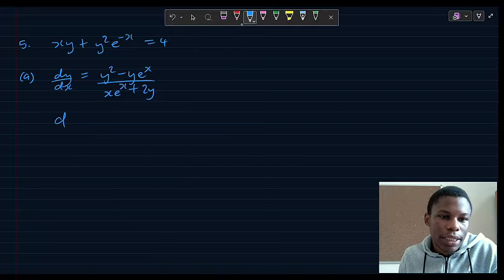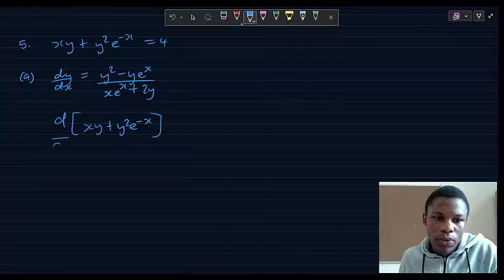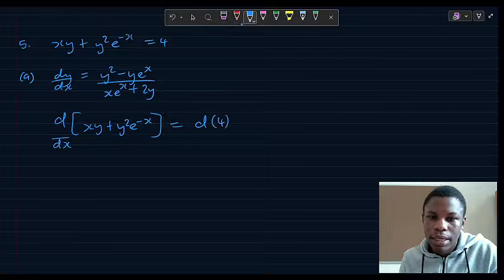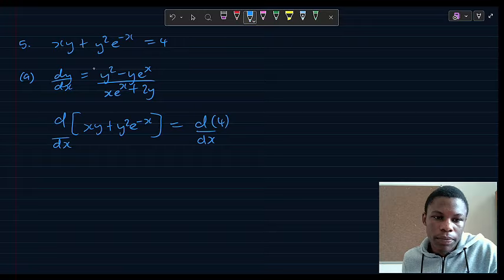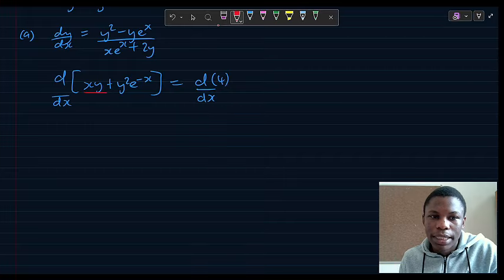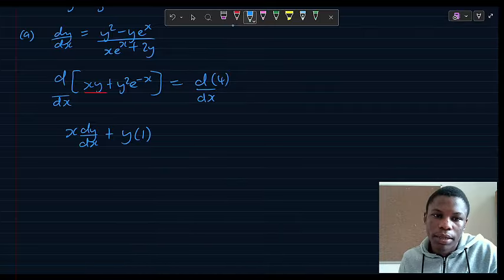So we're going to differentiate the left-hand side, that's the xy plus y squared e to the negative x, all with respect to x, is equal to also differentiating the right-hand side with respect to x. All right. So let's go term by term. We want to differentiate xy. That's a product. So first hold the x, then differentiate the other function. If you differentiate y, that's dy/dx. Now hold the y and differentiate the x. If you differentiate x, that's 1.